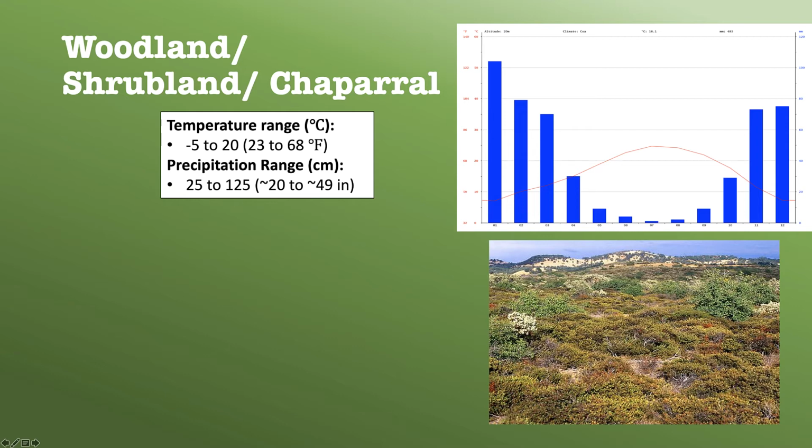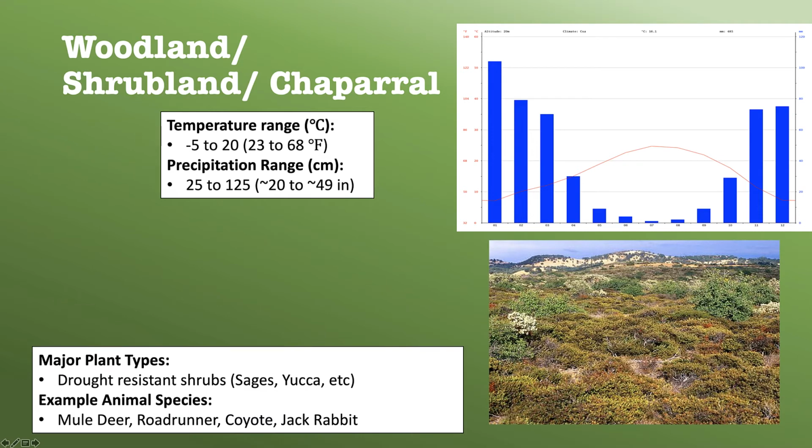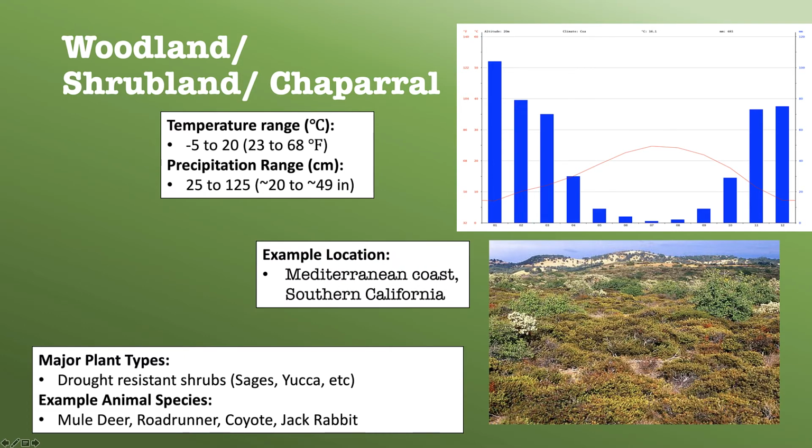It's a scrubby kind of brushland. So you don't find a lot of trees, large trees. You'll find sages and yucca and other drought-resistant kind of plants, more brush than a forest. Animal species, you'll find mule deer, the roadrunner, like literally roadrunner, coyote, jackrabbit, they're common here as well. If you're looking for a location on Earth to focus your mind, we're talking the Mediterranean coast or Southern California, which are good examples of what chaparral is.